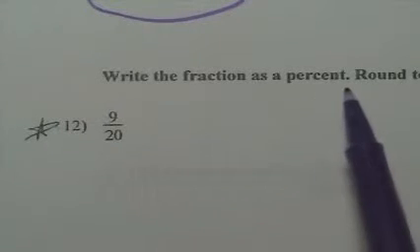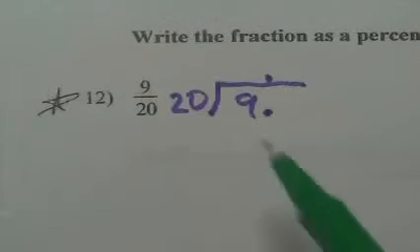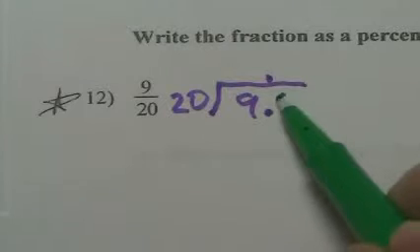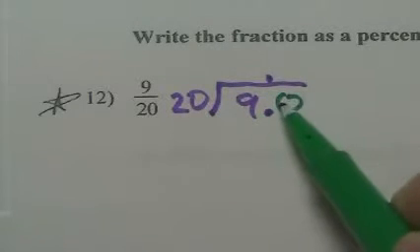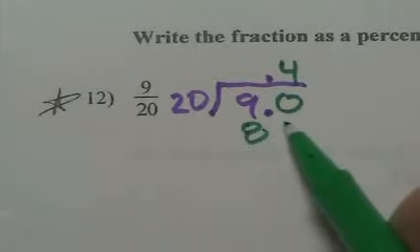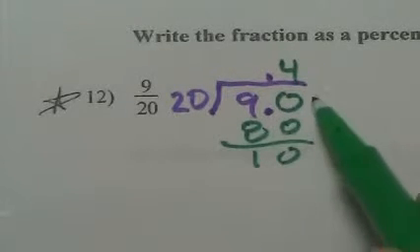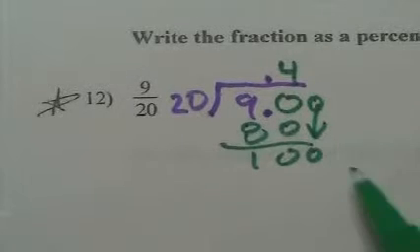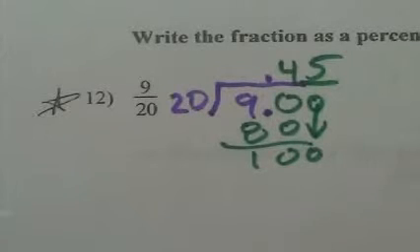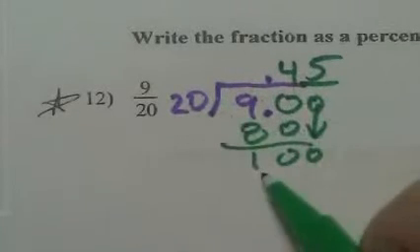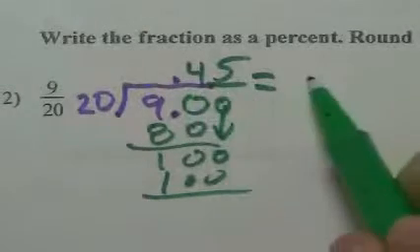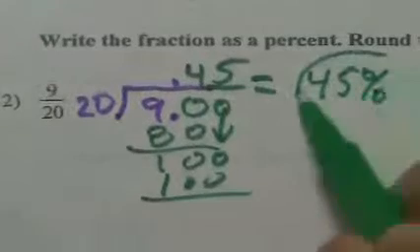Number 12, write the fraction as a percent. The top number goes in the box. Put the decimal straight up, add a 0, 20 goes into 90. 20 times 4 is 80. That gives us 10 left over, add a 0, bring it down. 20 goes into 100 5 times. Right? 5 times 20 is 100. Move the decimal over 2 spaces. Your answer is 45%.